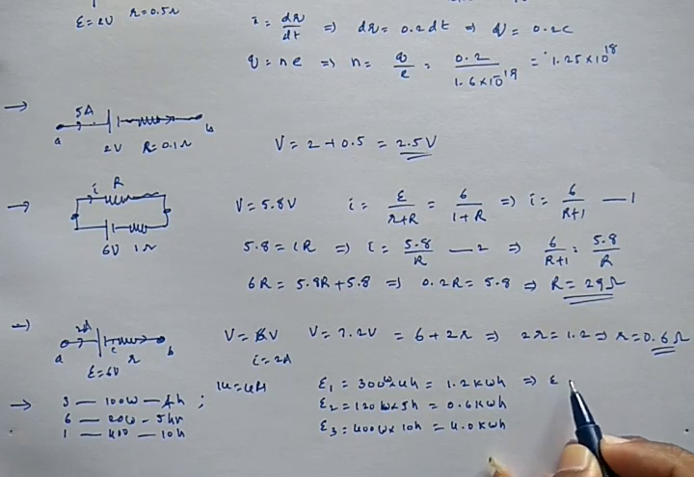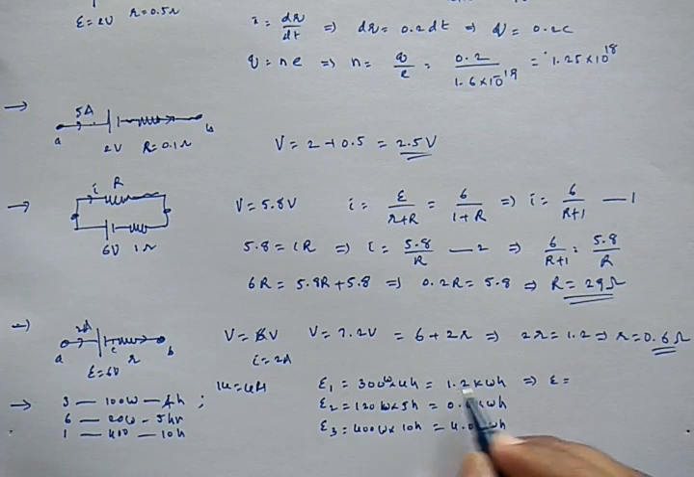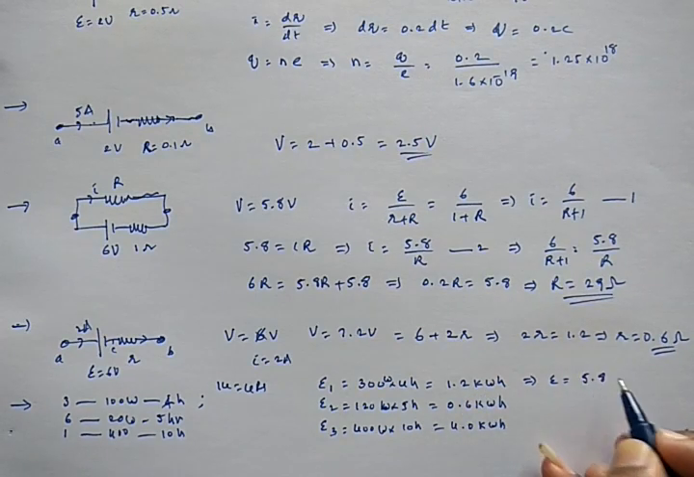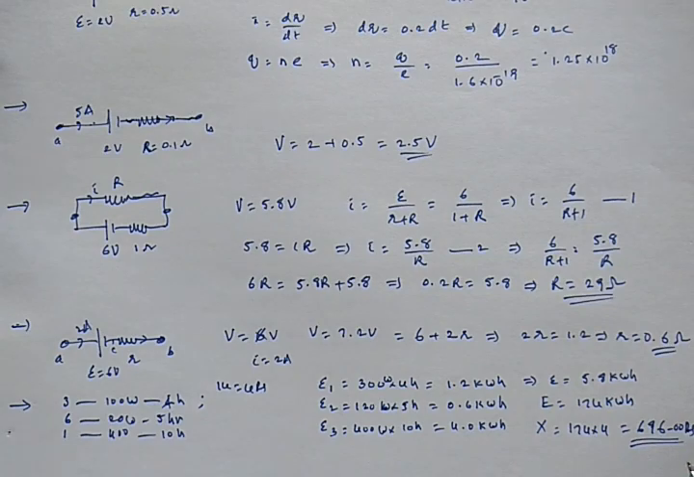Then the total energy consumed per day, if you add all these, is 5.8 kilowatt hour. Then for the month, total energy will be 174 kilowatt hour. Now we know the cost of each unit is 4 rupees, so the total amount will be 174 into 4 rupees, that is 696 rupees. So this is the last problem. Let us stop here.